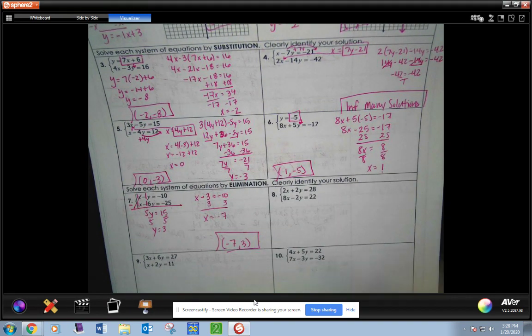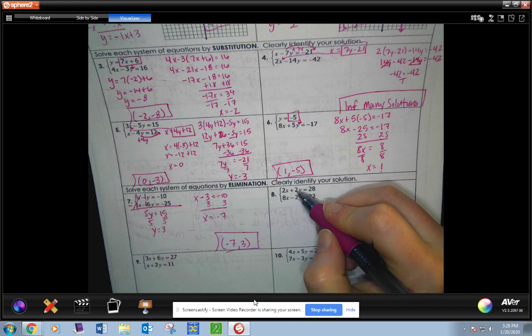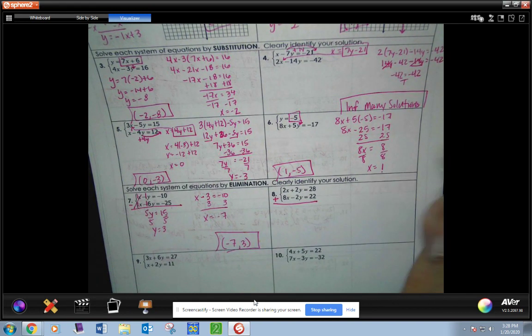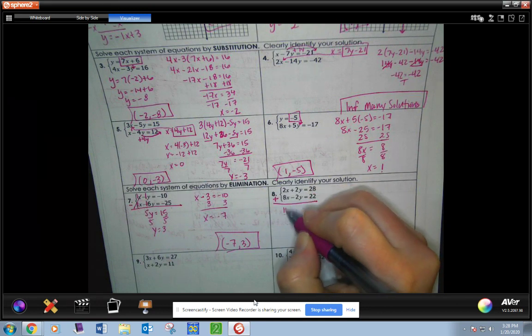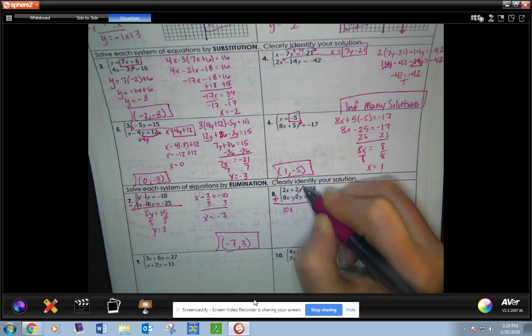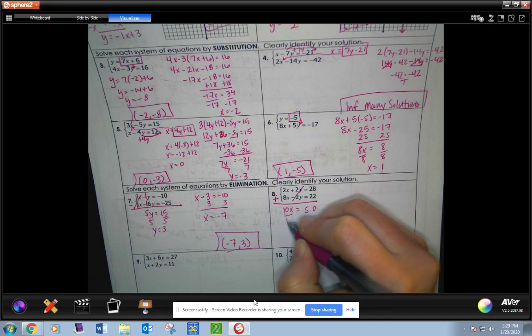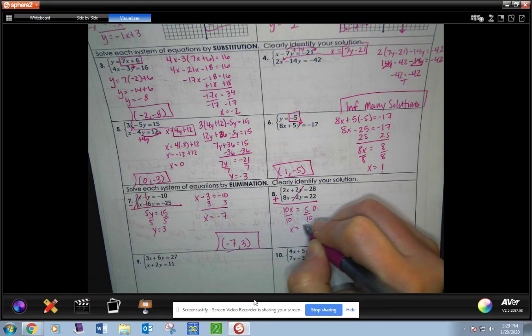For number 8, since my y's are the same, if I do 2 plus negative 2, it will cancel, so I'm going to do a plus sign. So 2 plus 8 is 10x. 2 plus negative 2 cancels. And 28 plus 22 is 50. When I divide by 10, x will equal 5.